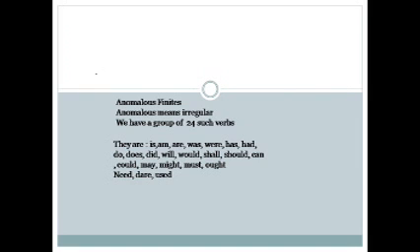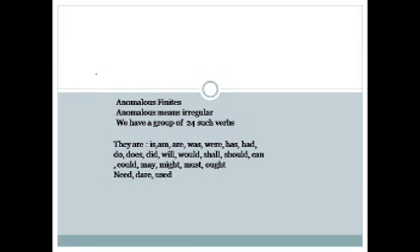Now, anomalous means irregular. This term refers to the irregular finite verbs, of which we have 24 in English, and they are: is, am, are, was, were, has, had, do, does, did, will, would, shall, should, can, could, may, might, must, ought, need, dare, used.